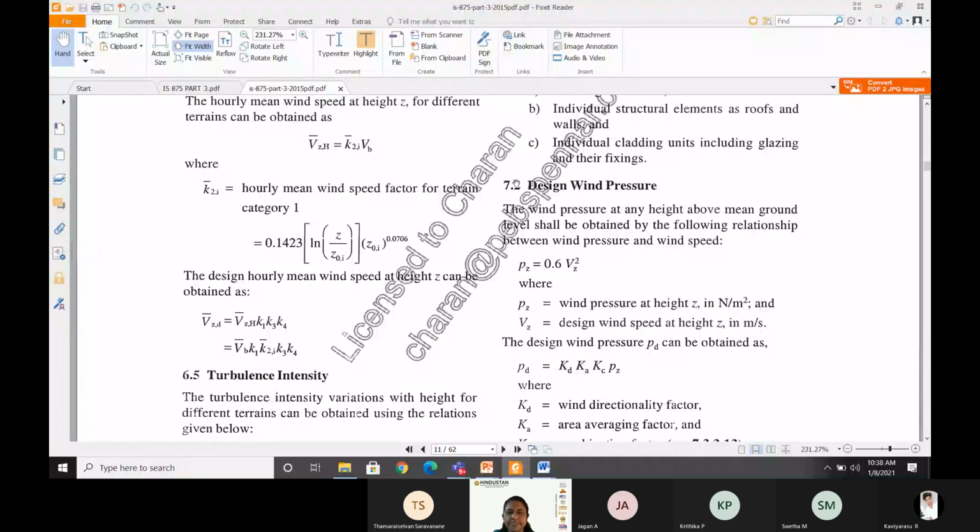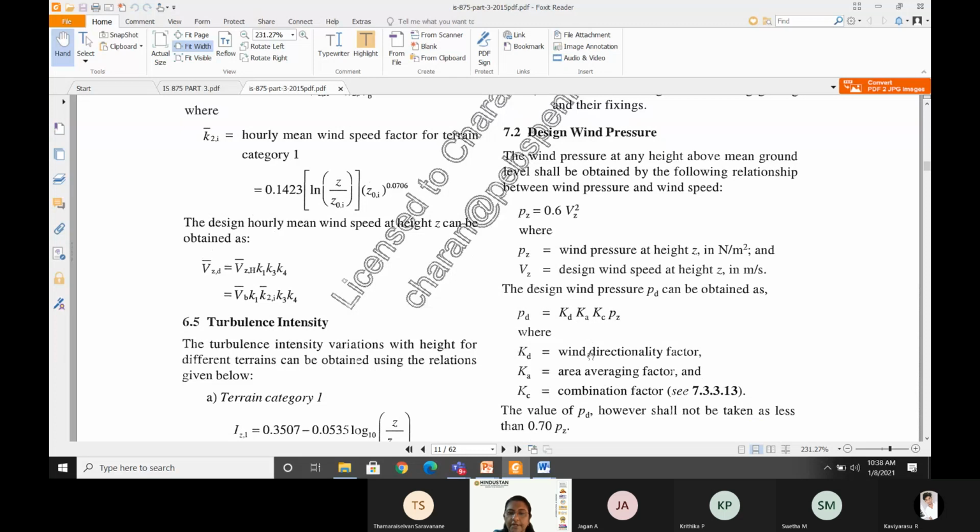You know the basic wind speed initially. From the basic wind speed, you will be calculating the design wind speed based on the K1, K2, K3, K4 parameters. Once you get the Vz, the wind pressure at any height Pz can be calculated as 0.6 Vz square, and the design wind pressure PD is Kd, Ka, Kc, Pz. These are all the new additions in the 2015 code. Where Kd is called the wind directionality factor, Ka is called the area averaging factor, and Kc is called the combination factor, etc. So all these values are given here.